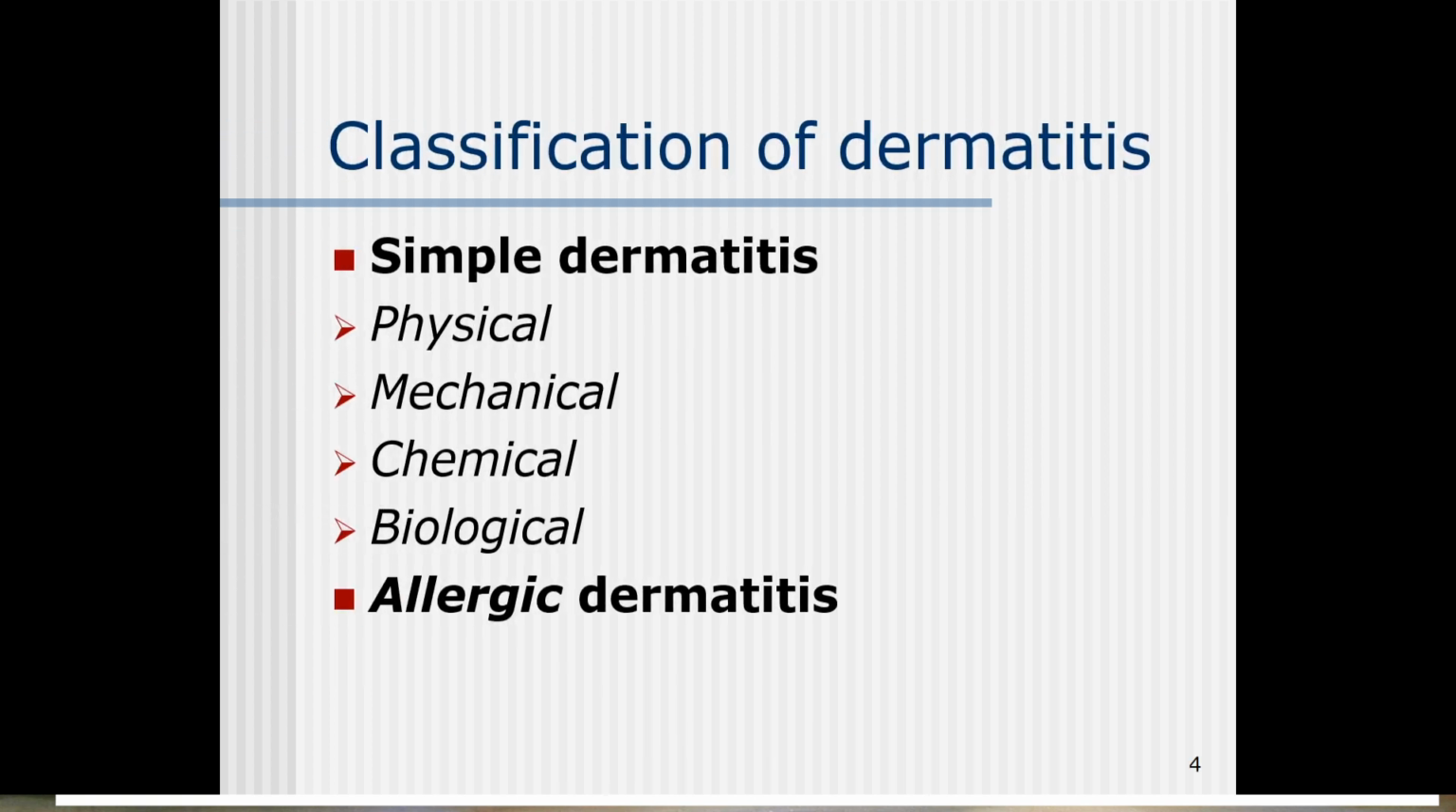Classification of dermatitis: simple dermatitis, physical, mechanical, chemical, biological, allergic dermatitis.